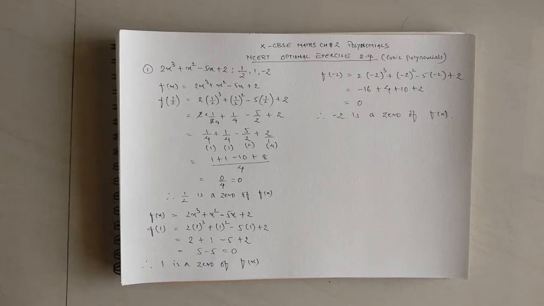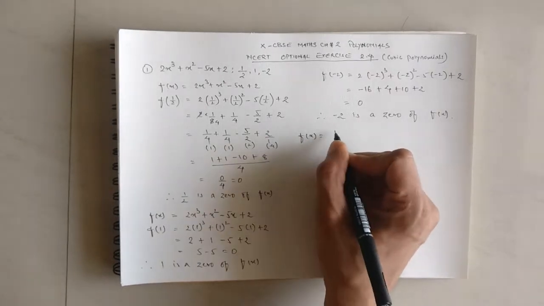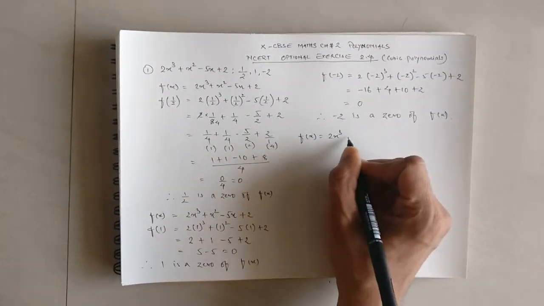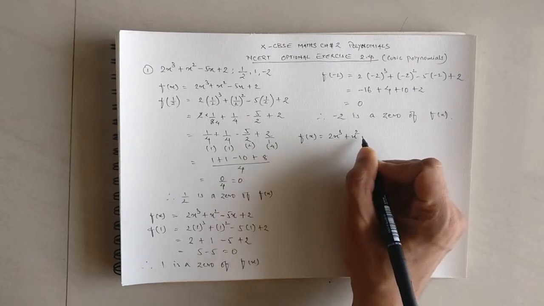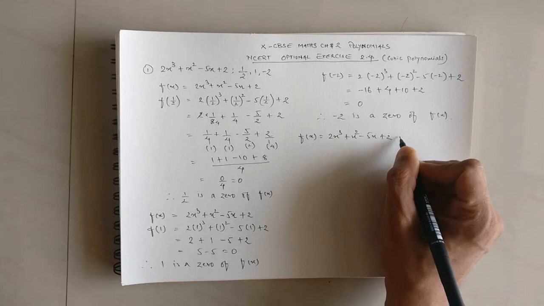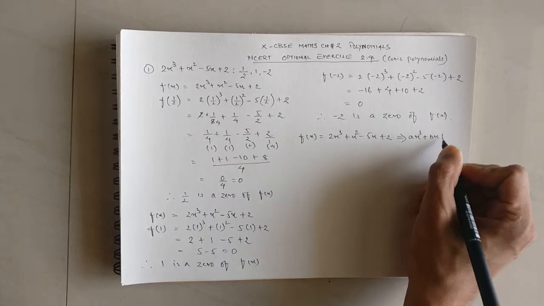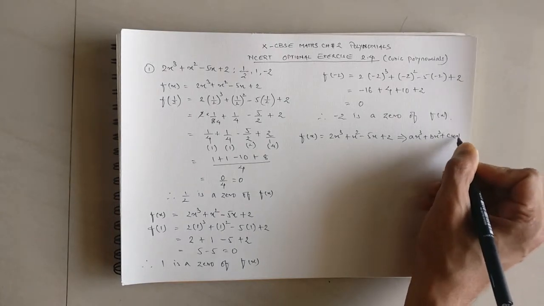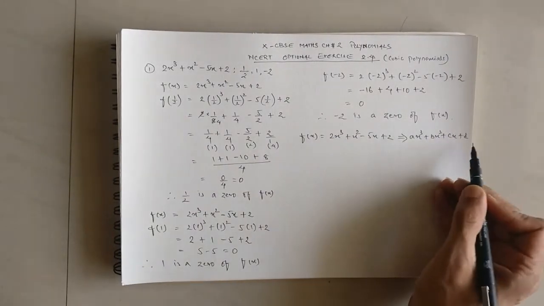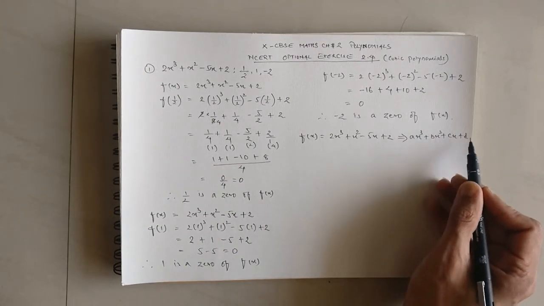Okay. Now we have to verify the relationship between the zeros and the coefficients of the given polynomial. So let us equate the given polynomial f of x with the standard form. So 2x cube plus x square minus 5x plus 2. You have to equate it with ax cube plus bx square plus cx plus d. This is the standard form of cubic polynomial. Please remember, ax cube plus bx square plus cx plus d.